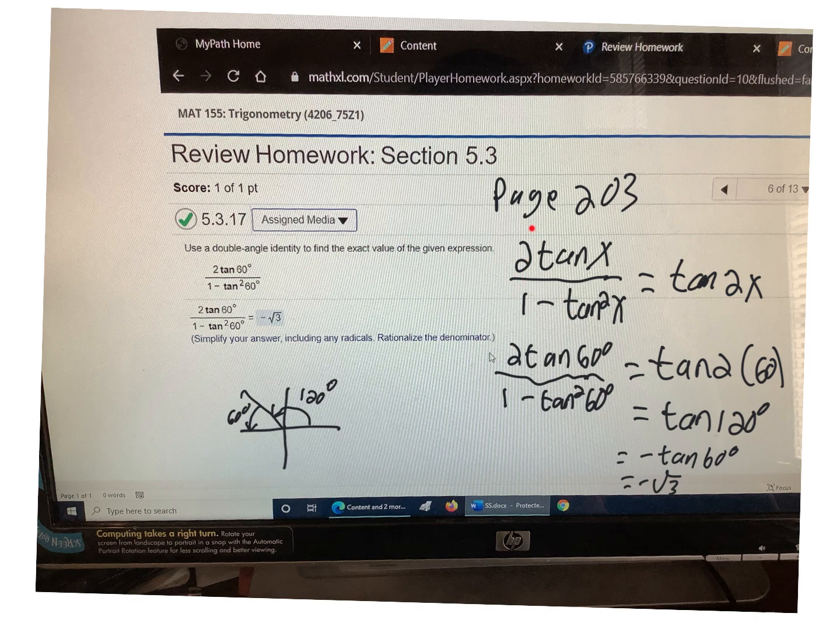So here's a double angle identity: 2 times tangent of x all over 1 minus tangent squared of x equals tan of 2x. You'll find it on page 203.